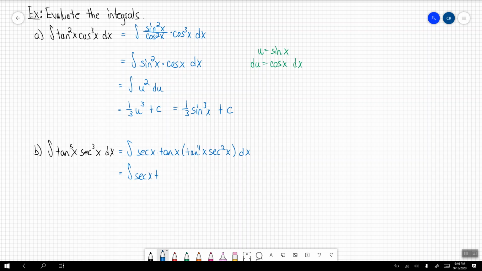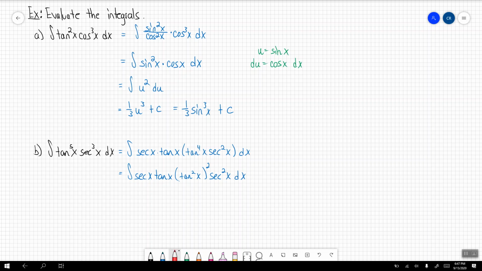So secant x times tangent of x, and re-expressing tangent to the 4th, what we're going to do first is we're going to do tangent squared of x, all that squared, and then we have secant squared x dx. So all I did was I rewrote tangent to the 4th.